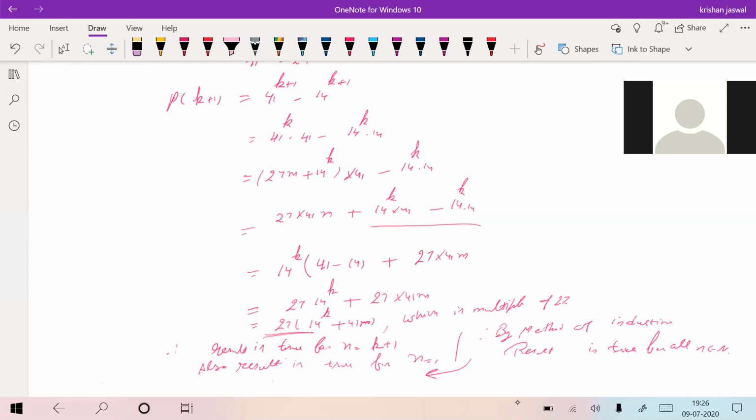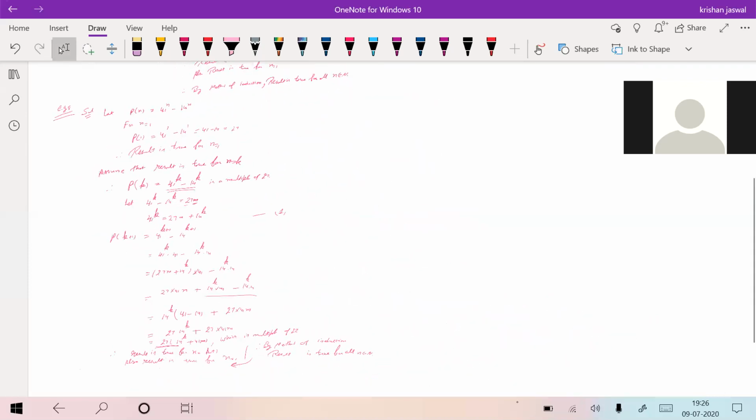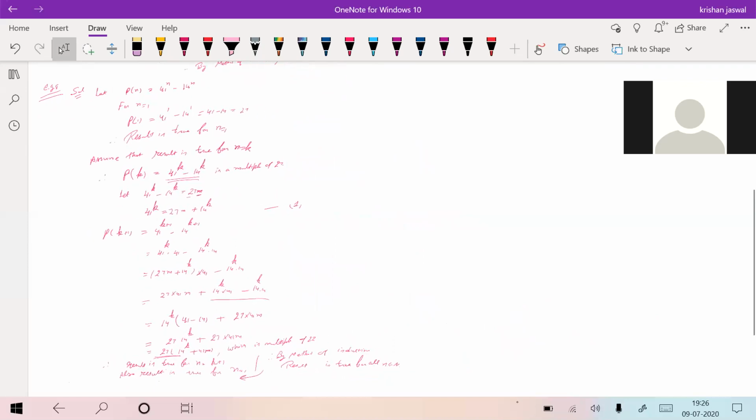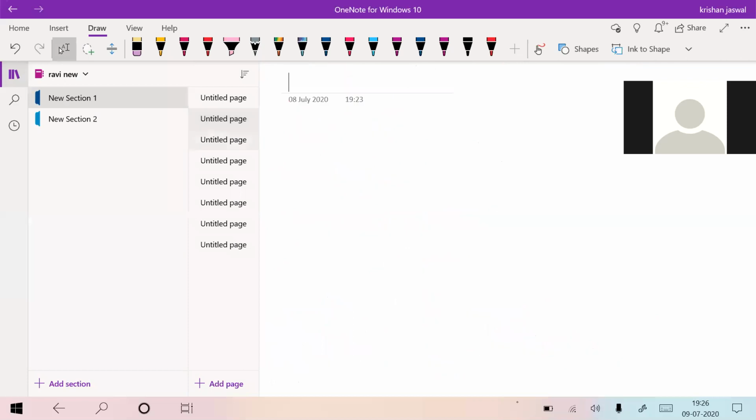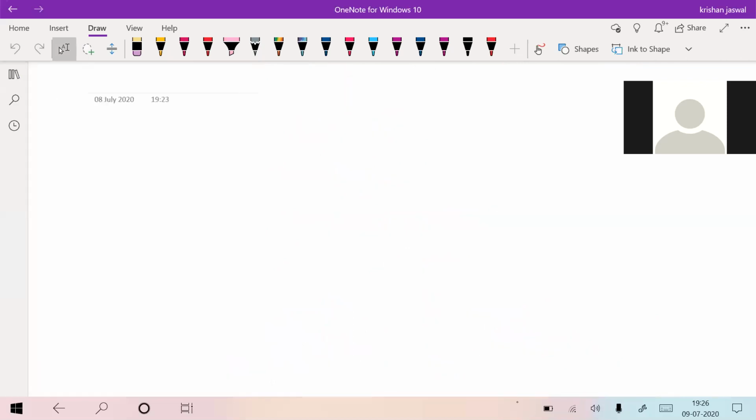Now example number 9, page number 18. Take its screenshot.